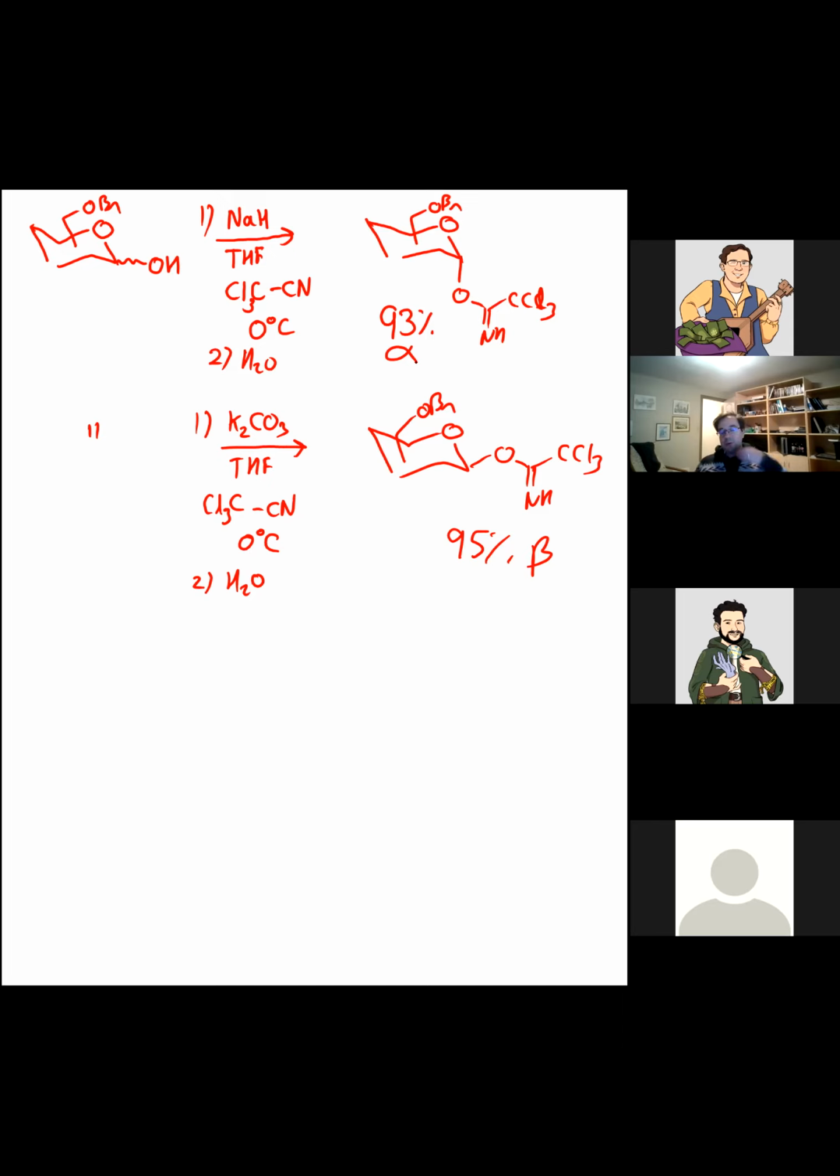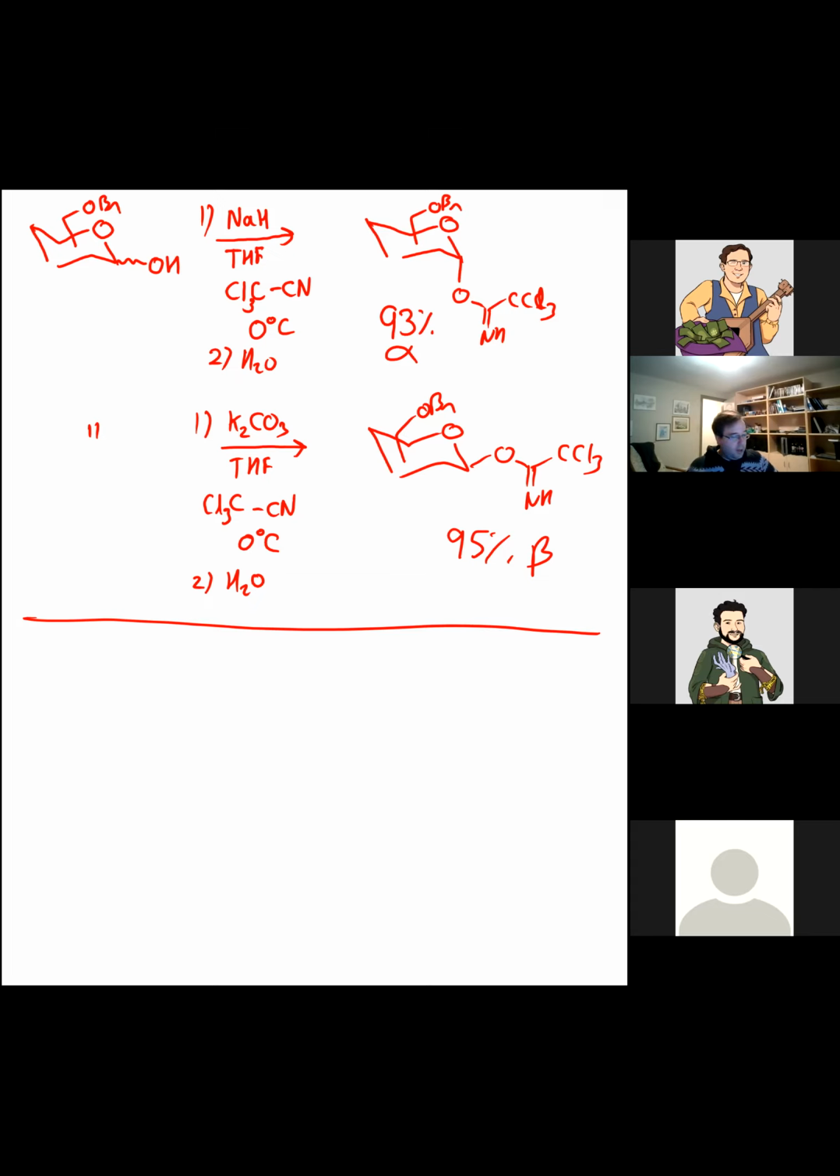So we get 93% alpha with one base. We get 95% beta when we use another base. All we're doing is changing the base. To me, that's really cool. I find that really, really cool. I don't know if anyone else finds that cool. I'm pretty lame.